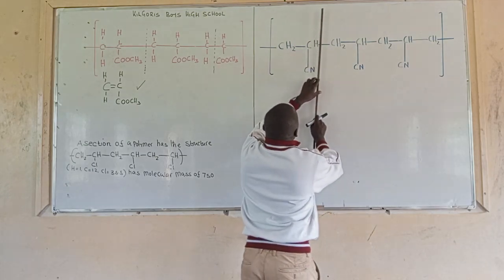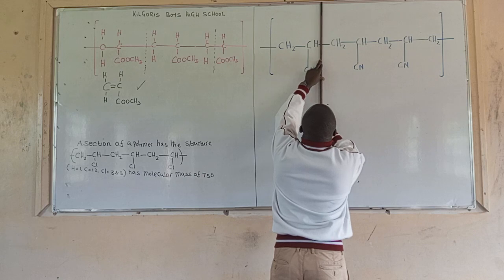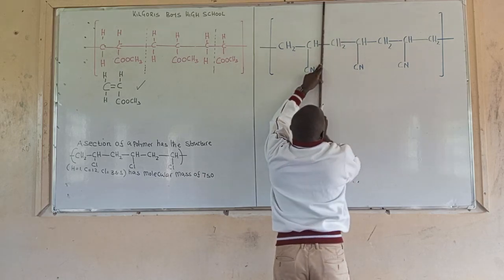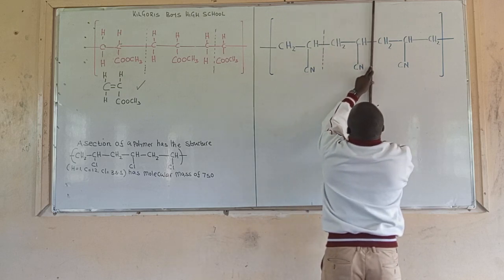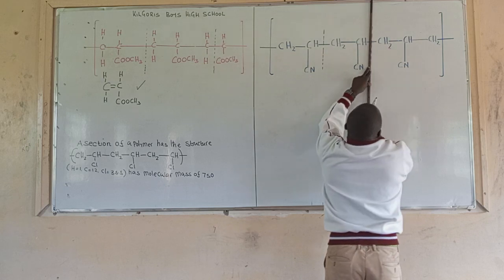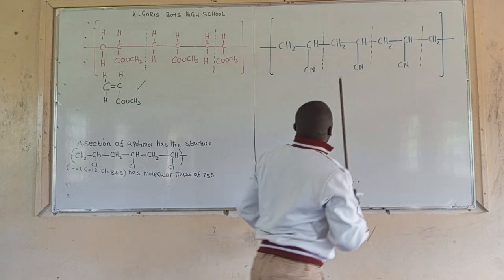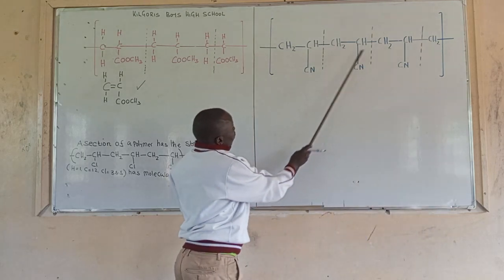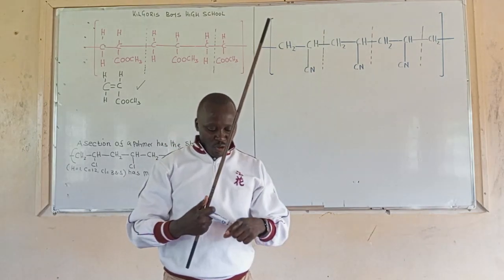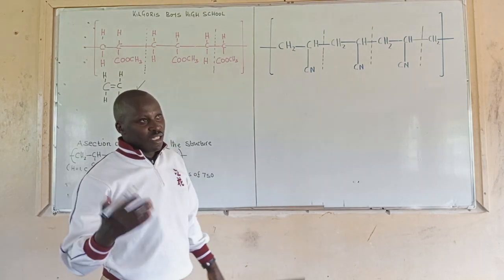So what you do, you just separate this one here using this boundary. You separate this. You separate again here. And then you separate there. So this is a monomer. This is a monomer here. This is another monomer here. When millions and millions of monomers combine, they normally form a polymer. So drawing a monomer from here is just very simple.